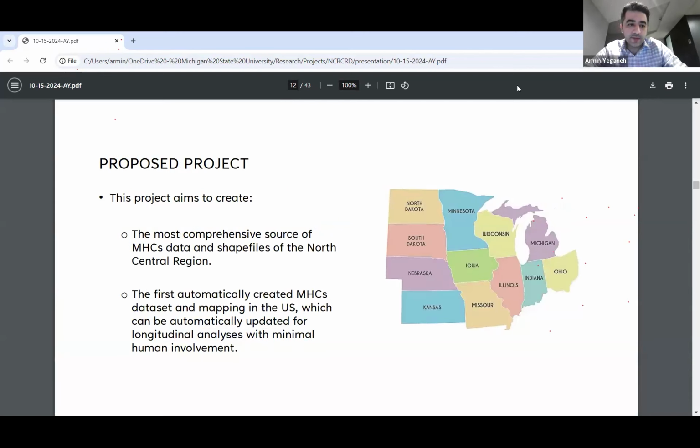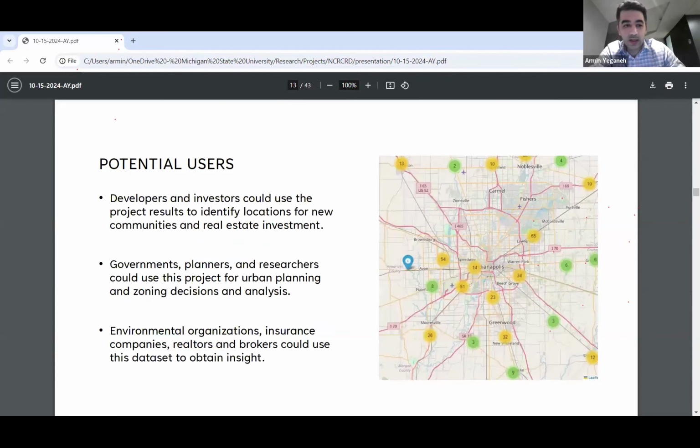In this project, we aim to create the most comprehensive source of manufactured housing data and shapefiles of the North Central region. And I can claim that this is the first automatically created manufactured housing community data set and mapping solution in the US, which can be automatically updated for longitudinal analyses over the following years with minimal human involvement. Our research was focused on the 12 states in the North Central region, but again, the methodology can be applied to any other states.